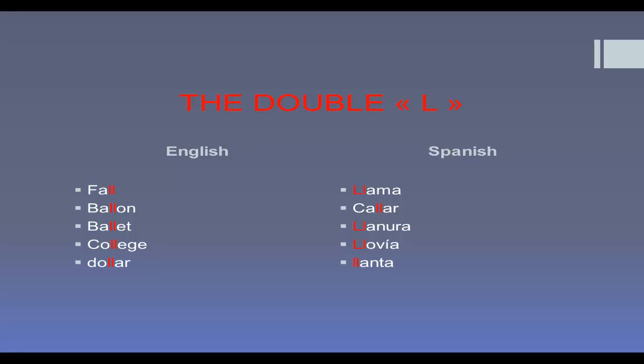The double L. The double L can be pronounced in a variety of ways, and we can find it in words like llama, callar, llanura, llovía, and llanta in Spanish. But we can find the double L in English, but it's not pronounced like in Spanish. For example, fall, volume, ballad, college, and dollar.